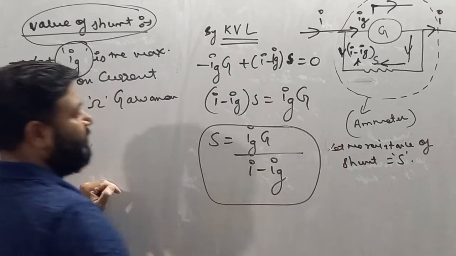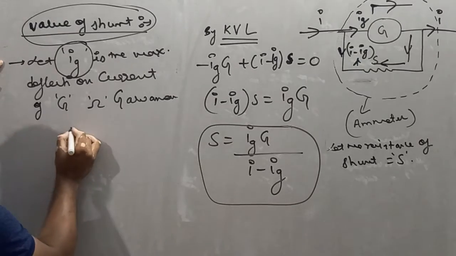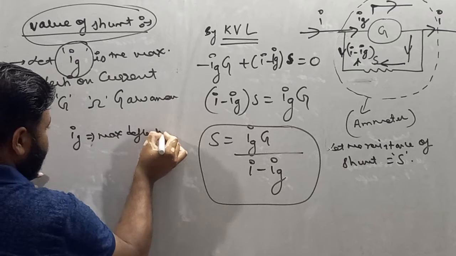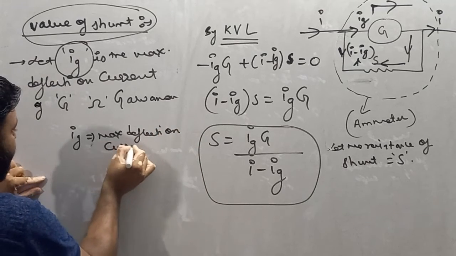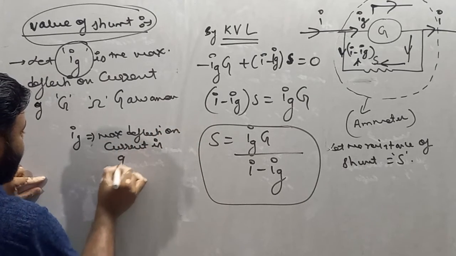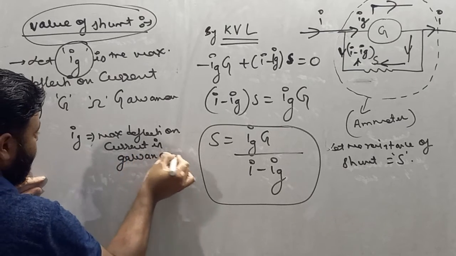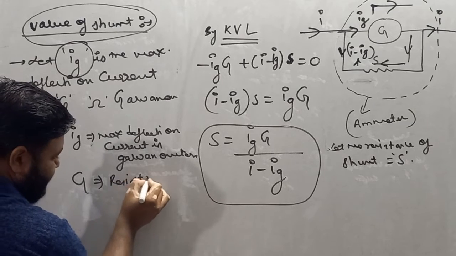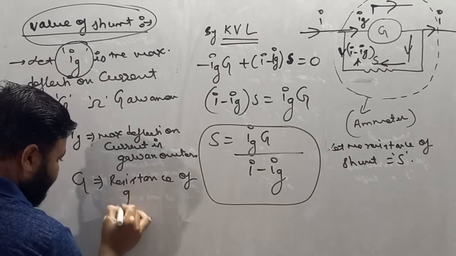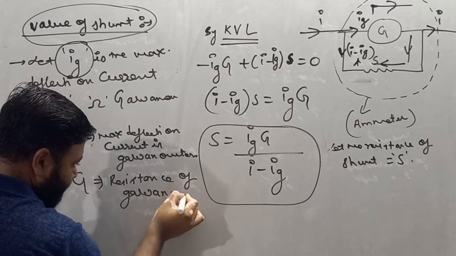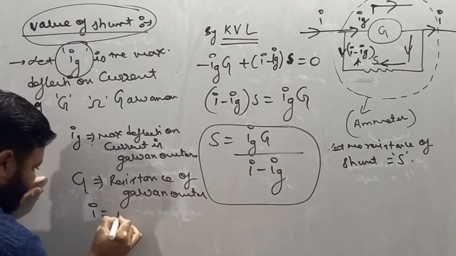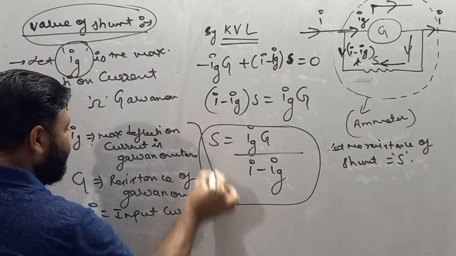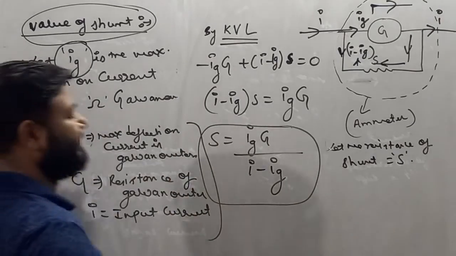This is the value of the shunt, dear student, and remember Ig is the maximum deflection current in the galvanometer, G is the resistance of the galvanometer, I is the input current. So this is all about, my dear student, the ammeter.